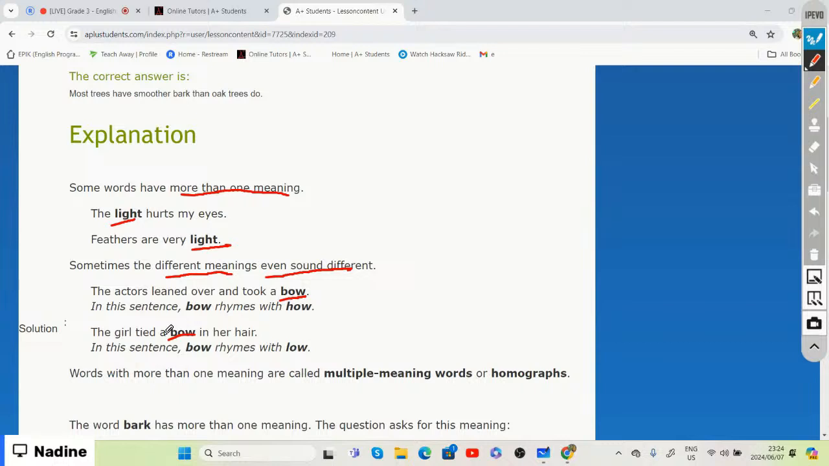And then also we have bow, and we can say the girl tied a bow in her hair. A bow is like a ribbon type of thing that you tie around your head, around your hair, and that is bow. And once again, words with more than one meaning we call multiple meaning words, or we call them homographs.